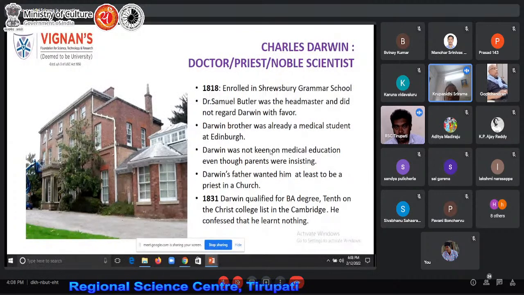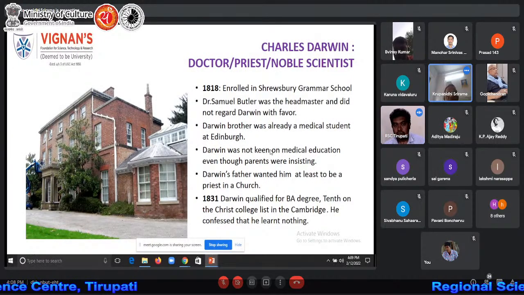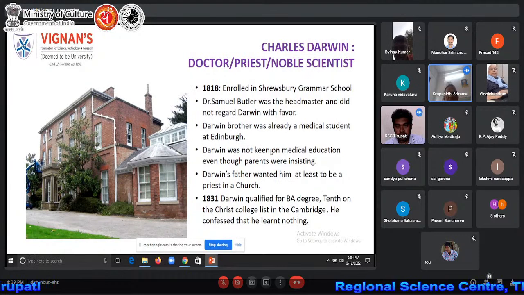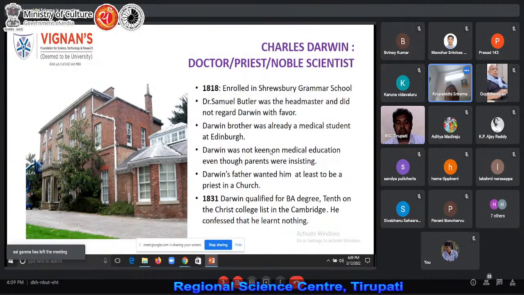In 1818, that is around 9 years of his age, he enrolled in Shrewsbury Grammar School. That is very near to his house, residence. He used to go by walk. He has got all intimacy with the family, parents. Dr. Samuel Butler was the headmaster, and he was the headmaster till Darwin completed his matriculation, and did not regard Darwin with favor. Never was Darwin praised by Samuel Butler because he was never in the rank in the school.